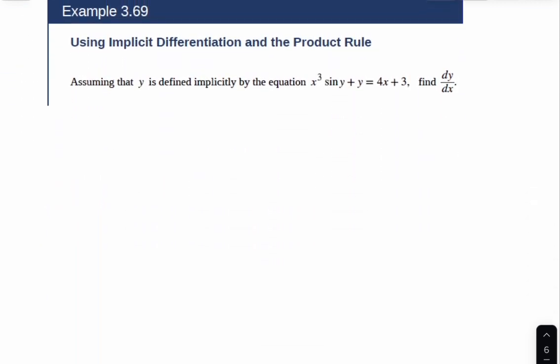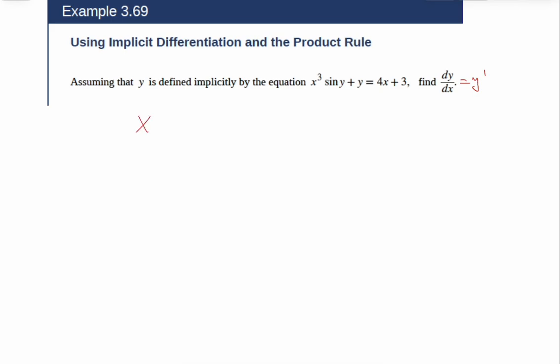Let's look at another one. Now, again, it says, assuming that y is defined implicitly by the equation x cubed sine of y plus y equals 4x plus 3, find dy dx. Again, that's just y prime. Eventually, we're going to have to use that exact notation, but there's no need right now.